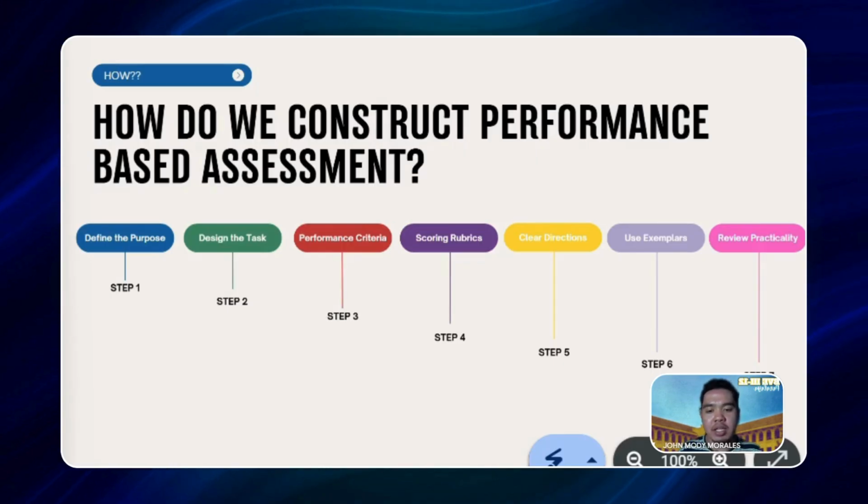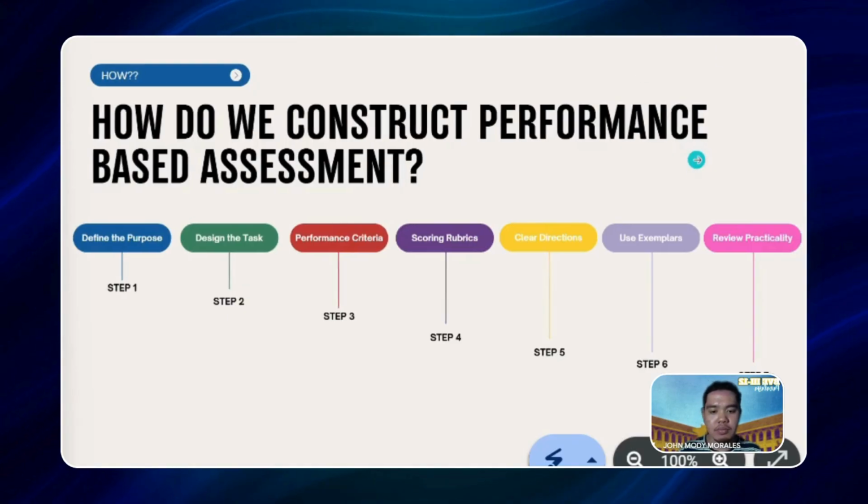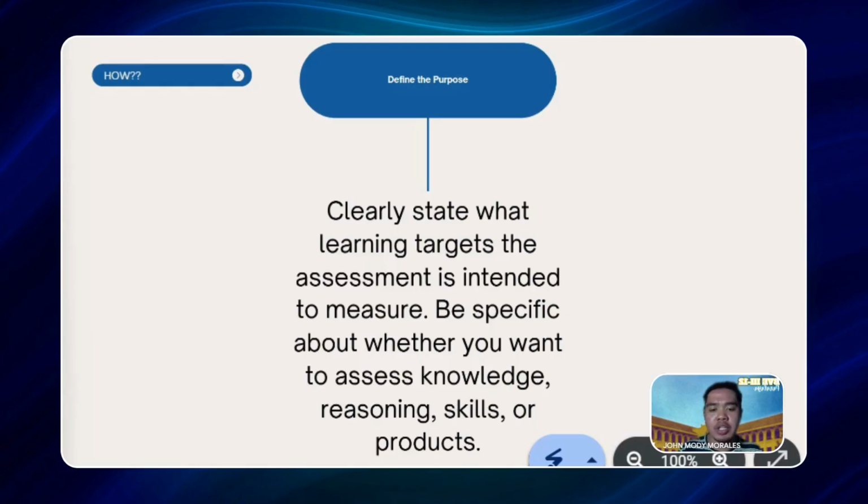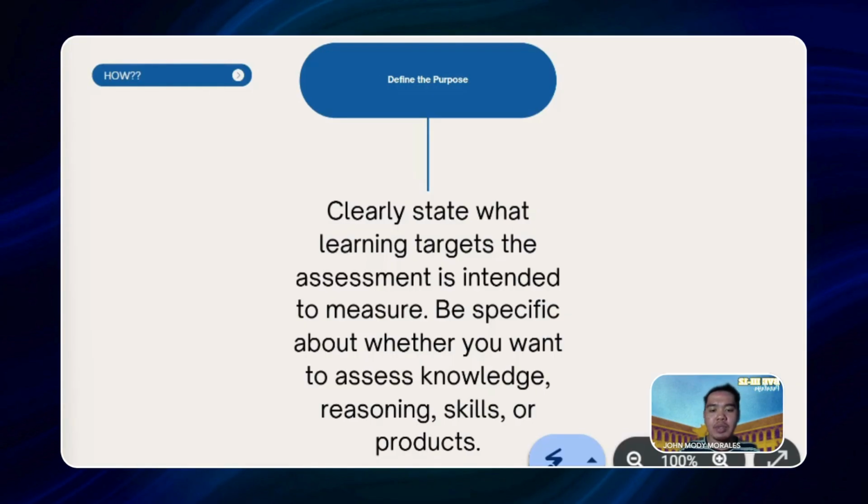First is to define the purpose, design the tasks, performance criteria, scoring rubrics, give clear directions, use exemplars, and review practicality. First of all is to define the purpose. The first step in constructing PBA is defining the purpose. What do I want the students to learn? This could be the knowledge, the reasoning, or the skills.